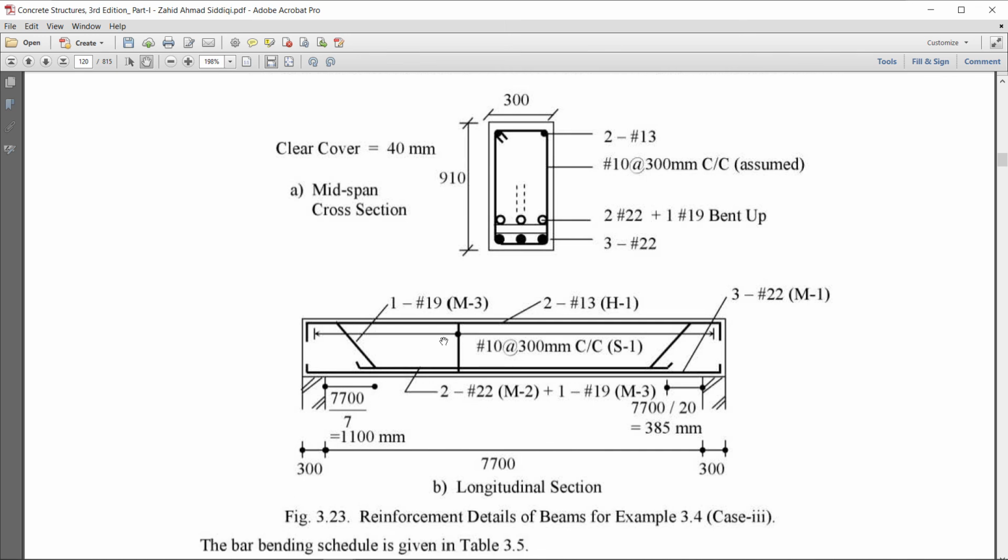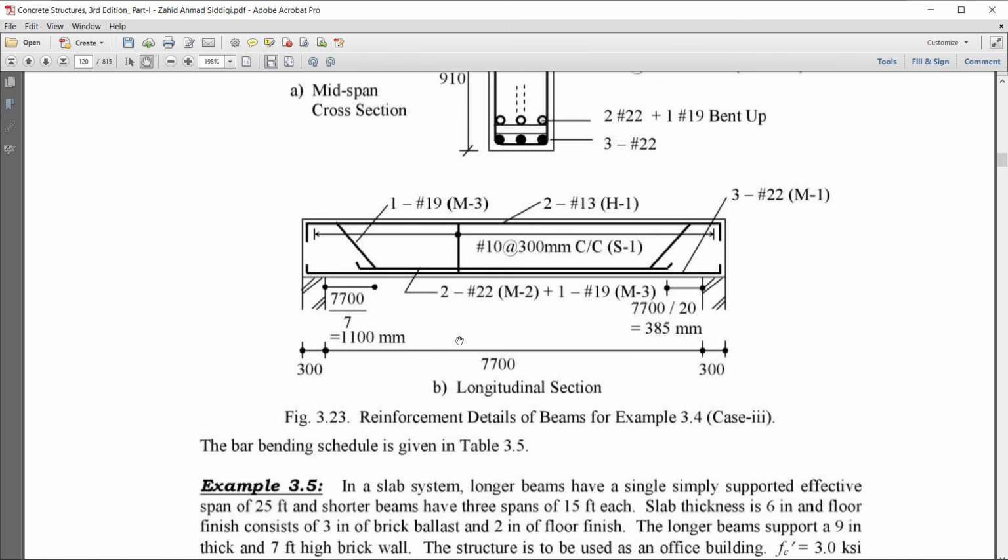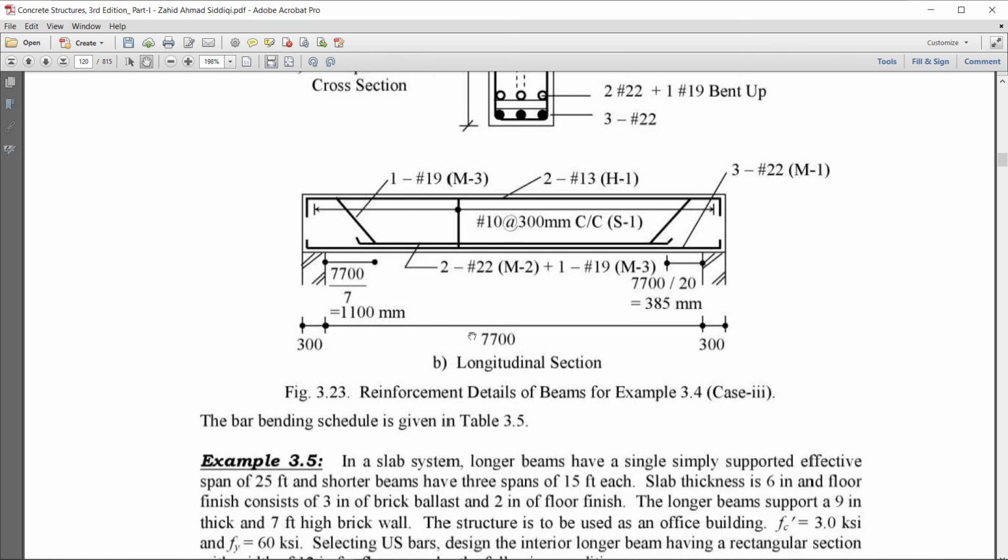The last part is to make the bar bending schedule. I have discussed the bar bending schedule in the previous lecture, so I will leave the bar bending schedule to you.